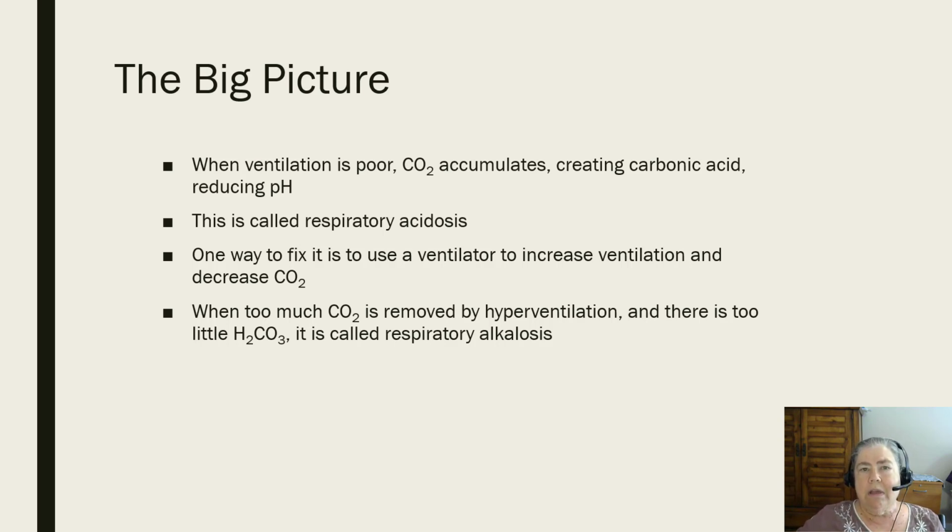If an individual is not breathing well, if ventilation is poor, they're not moving much air, then carbon dioxide accumulates in the fluid, the plasma and the extracellular fluid, and that dissolved in water creates carbonic acid, and that reduces the pH. And when that happens, we call it respiratory acidosis. So hypoventilation, poor ventilation, excess CO2 dissolved in water making carbonic acid causes respiratory acidosis.